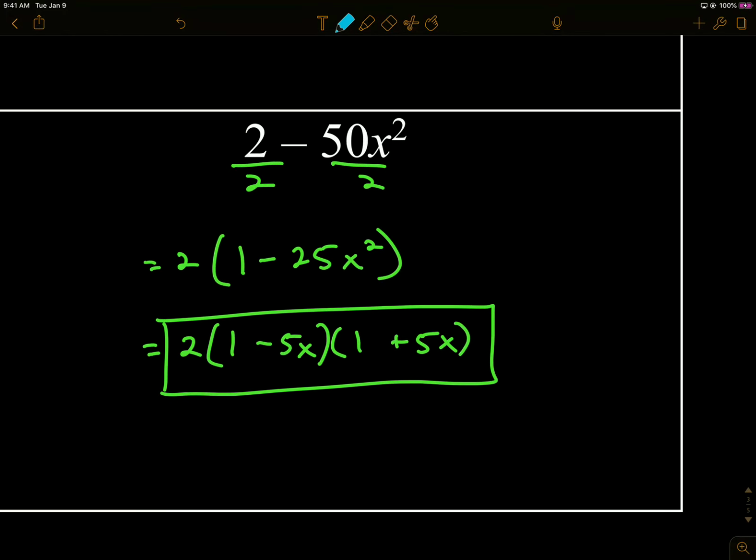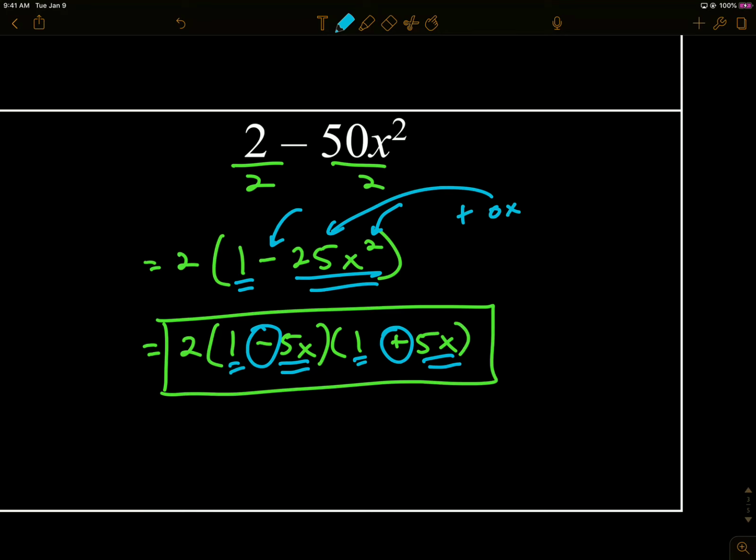This last guy here, after I factor out the 2, this was a difference of 2 squares because look, I've got an x squared now. So the square root of 1 is 1. The square root of 25x squared is 5x, right? Because the square root of x squared is x. And then because I've got that minus, it's a difference, so that makes these opposites. And also lastly, just a reminder, I'm missing the plus 0x term in there. It's not there.